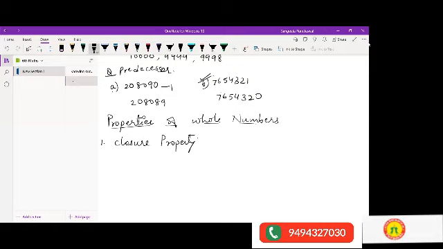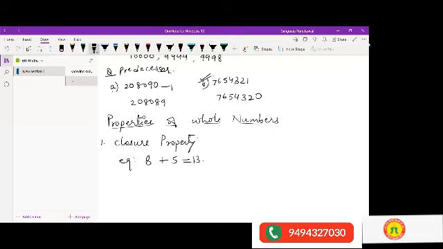Closure property, look here, the closure property tells us that if we add two whole numbers, the answer we get is also a whole number. Okay, the sum of two whole numbers is also a whole number. That means if we are adding two whole numbers, for example 8 plus 5, whatever answer I get will also be a whole number.